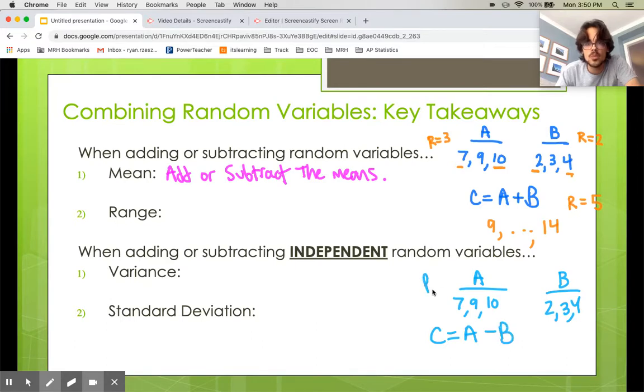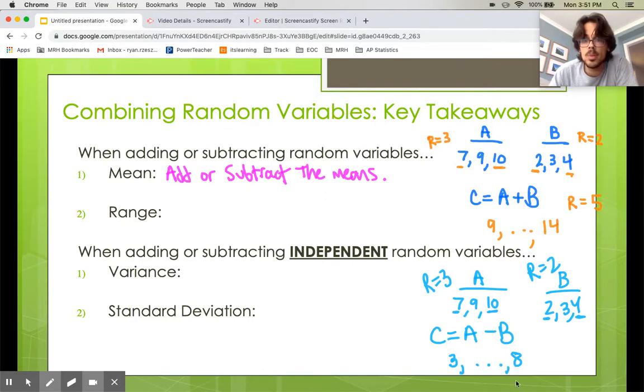So again, the range for this guy was 3. The range for this guy was 2. If you take A minus B, I want the biggest thing first. The biggest thing I can get out from A minus B, I guess I can do smallest first. Doesn't really matter. Let's do smallest. Smallest number I can get out from A minus B would be the smallest over here minus the biggest over here. 7 minus 4 means the smallest answer I can get for this problem is a 3. And then if I take the biggest answer, that would be the biggest number over here minus the smallest number over here. 10 minus 2, the biggest thing I can get for A minus B is an 8.